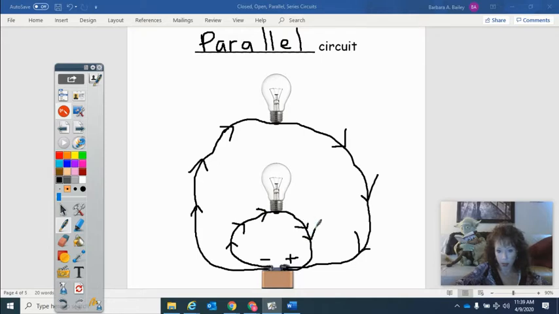But so while my electrons are flowing out of the negative end, they're coming to this light bulb and coming to this light bulb in two separate circuits. All right, so that's my parallel circuit. Clear that one out.